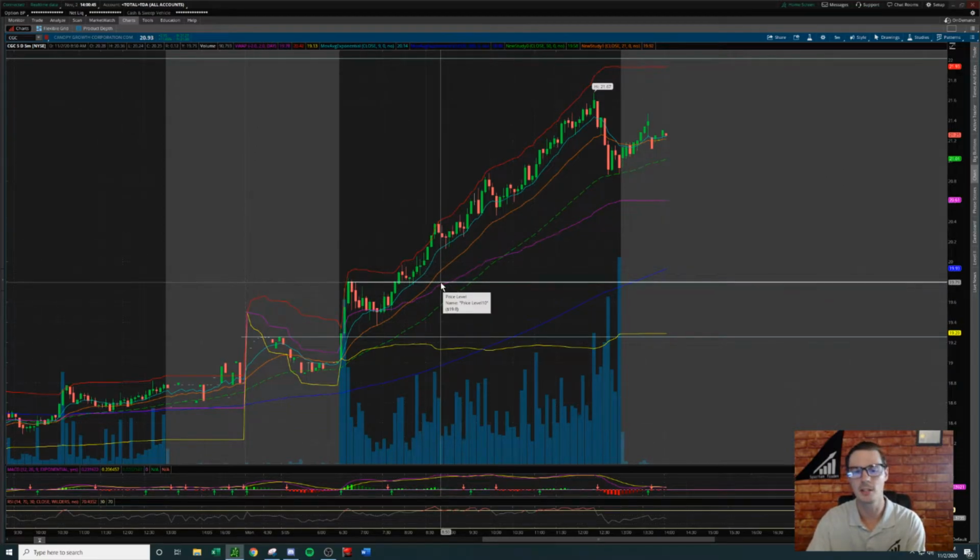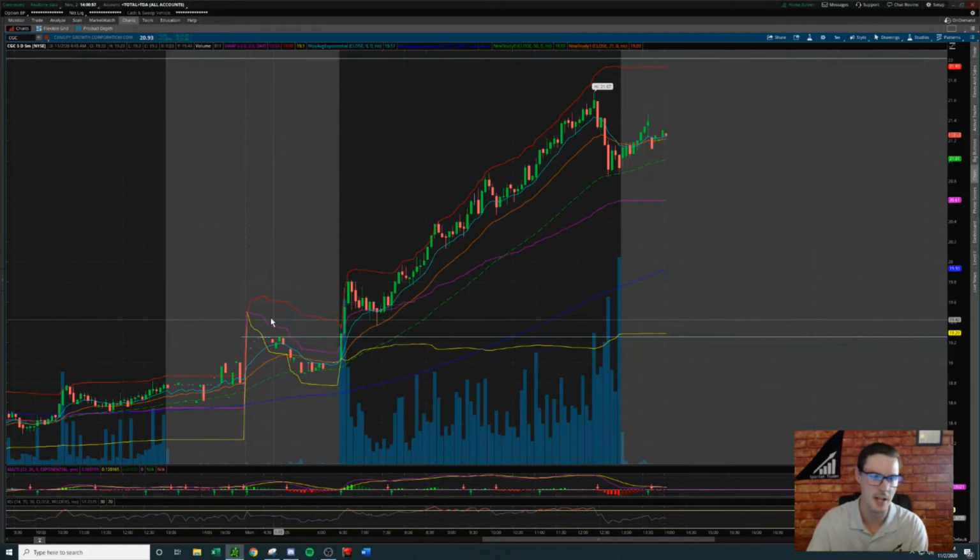So I probably could have done a little better. I'll be honest, I probably could have done a little better scaling out. I think where I took profits the first time was perfect. The second time, I probably could have let those profits run, but I didn't. So let's talk about the second entry.